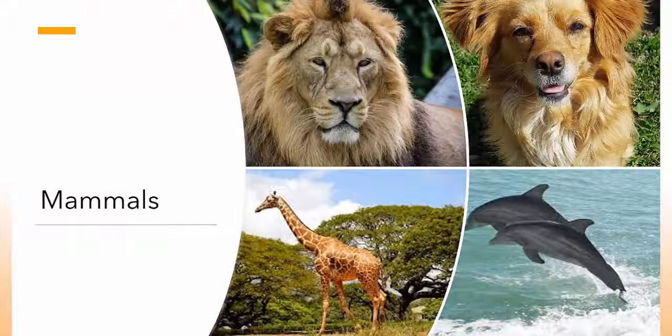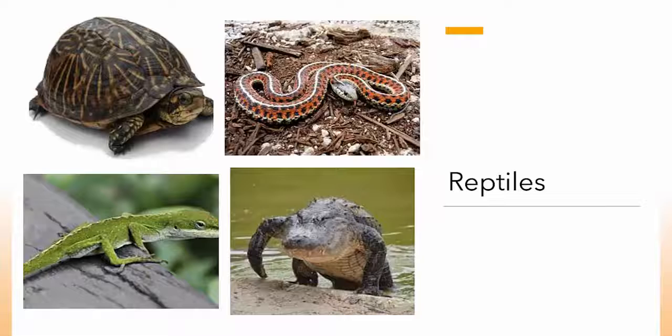Let's see how we did. Here are the 4 mammals from our picture sort activity. The lion, the dog, the giraffe, and the dolphin. I guess the shark wasn't a mammal after all. We'll have to figure out why. Here are the 4 reptiles: turtle, snake, lizard, and alligator.